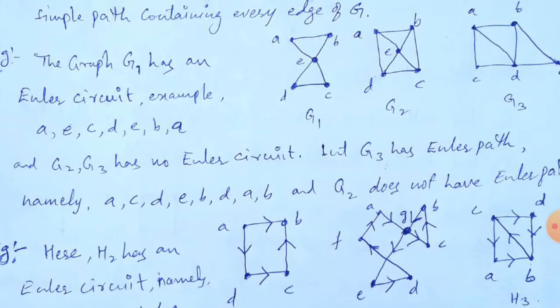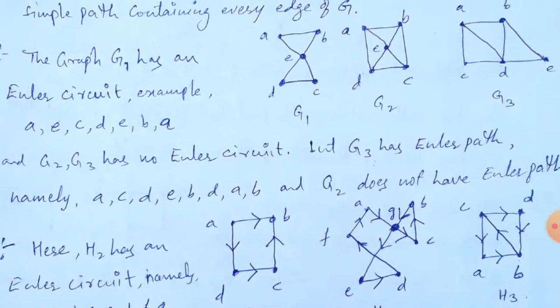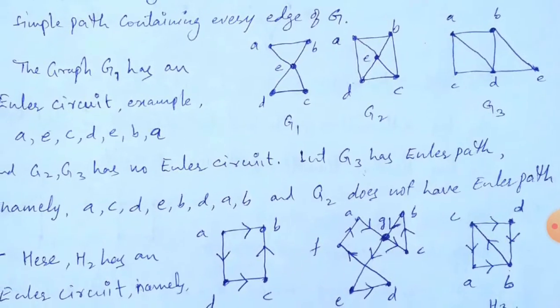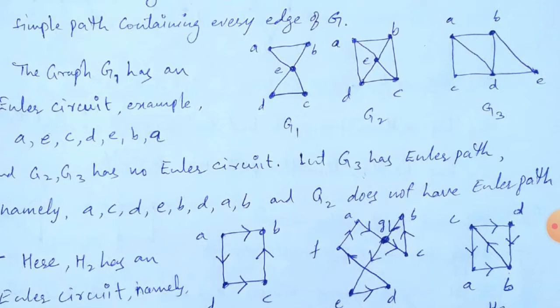But observe, G3 has an Euler path, namely: A, C, D, E, B, D, A, B.